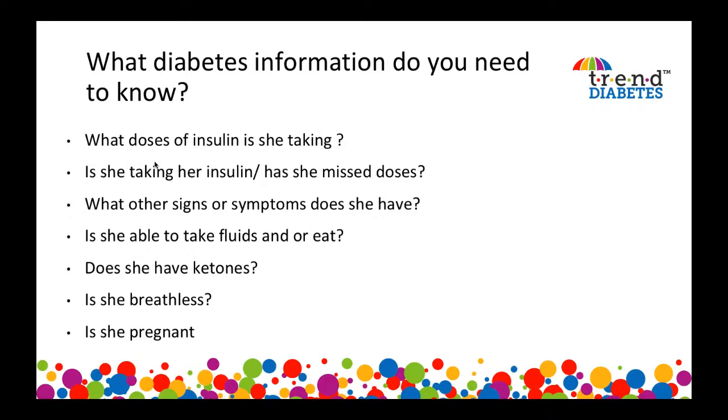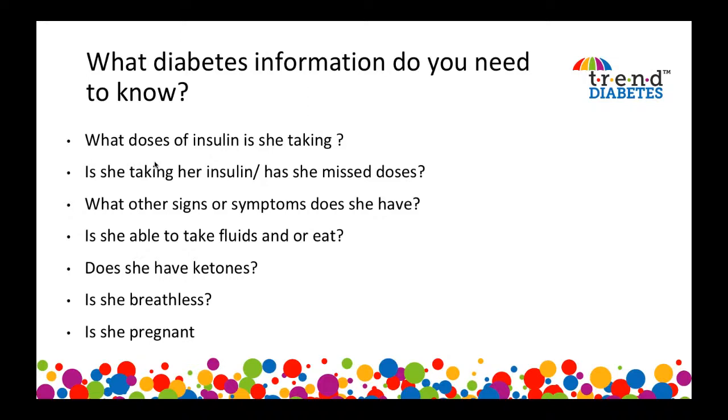So this is the sort of information that we need. So we already know what type of insulin she's taking, but what doses is she taking? Is she actually taking it? Has she missed a few doses? What are the other signs or symptoms? Because we're looking at some of those others that we've just discussed. Can she take fluids? That is a really important question. If she can take fluids, you may be able to manage this at home. Can she eat? Does she have ketones, and if so, how many?